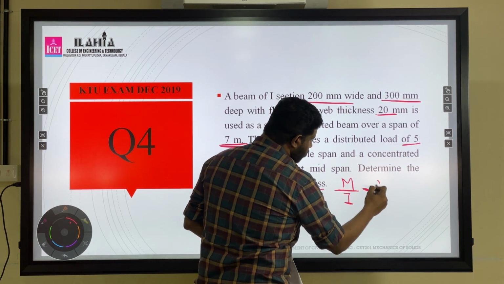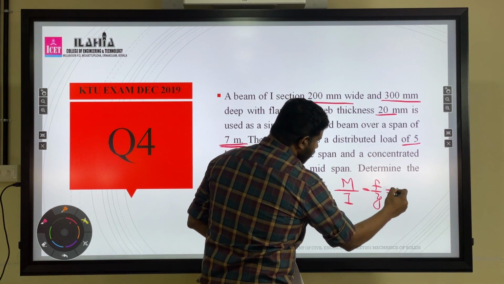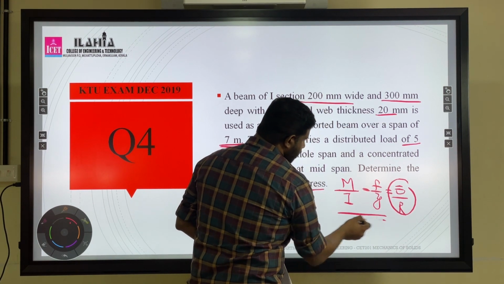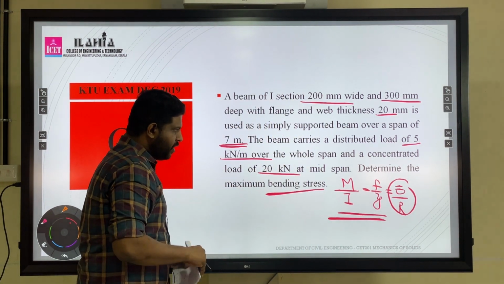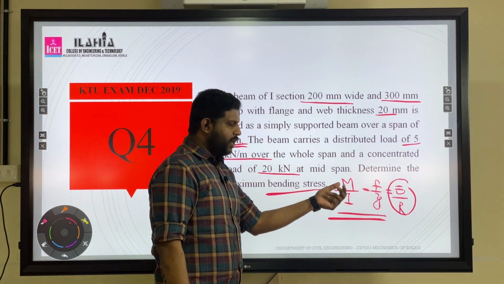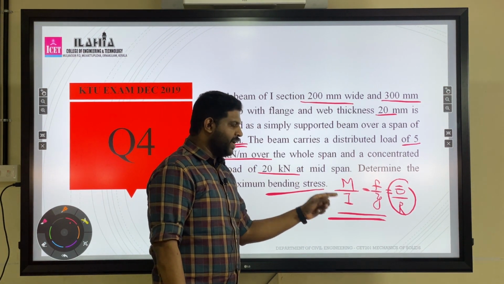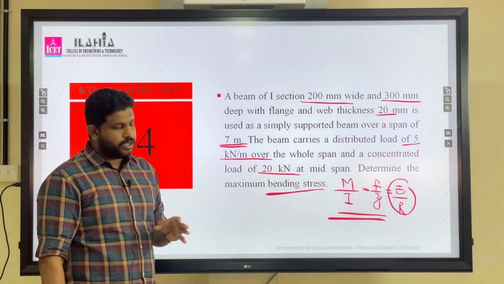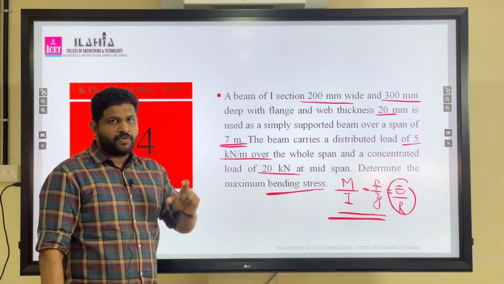M/I = F/Y = E/R. ഇതിൽ ഈ ഒരു പാർട്ട് നമ്മൾ യൂസ് ചെയ്യുന്നില്ല, വി ആർ ടേക്കിംഗ് ഓൺലി M/I = F/Y. So in this problem we will have two differences, one in the calculation of moment M and the second one is the calculation of I, the moment of inertia. ഇത്ര നേരം നമ്മൾ ഡിസ്കസ് ചെയ്ത പ്രോബ്ലത്തിലെല്ലാം we have a rectangular section.